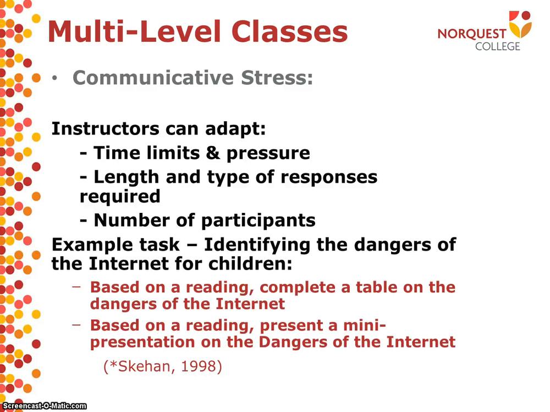Here's an example task, identifying the dangers of the internet for children. Lower level, preps based on a reading. The lower level learners will complete a table on the dangers of the internet. They're guided, they're taking down information based on the guidance given in the table for what they need to record. Based on a similar reading, then your higher level learners could actually present and do a mini presentation on the dangers of the internet for children.